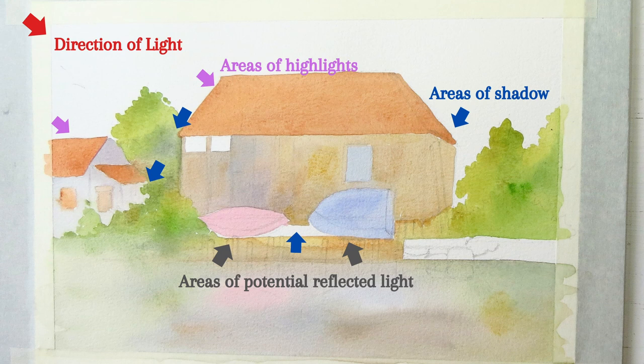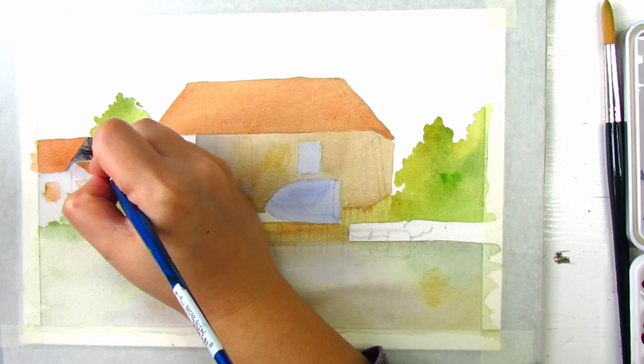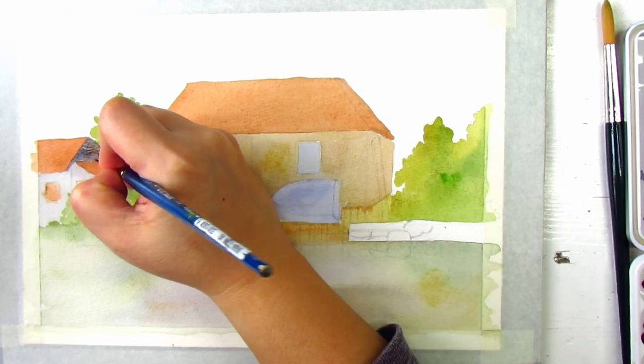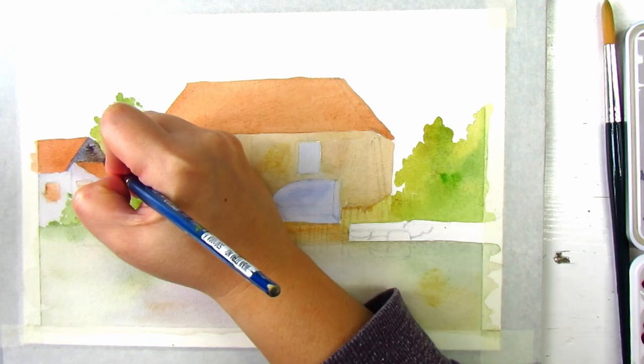Using these principles, we can see that the right side of the cabin, along with the trees and the mini logs at the water's edge, will have deeper shadows. However, under the roof and along the boat sides, where there is also light and potential for reflected light, the shadows will be lighter. With that in mind, I proceeded to paint the shadows in.